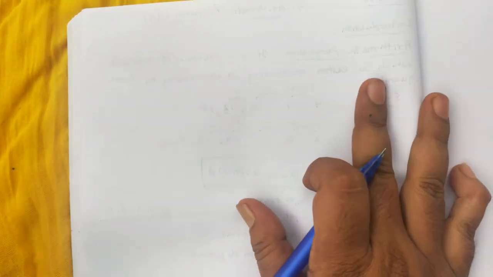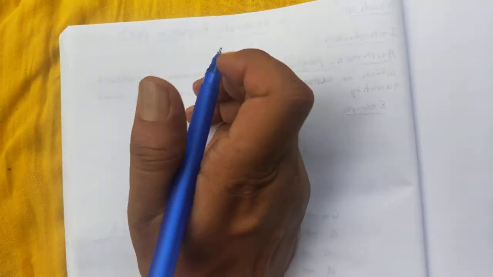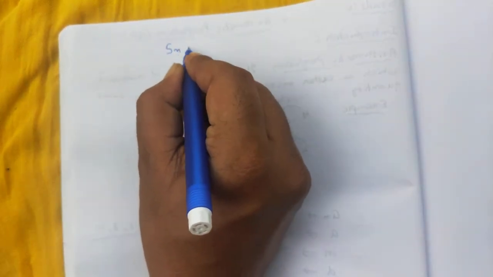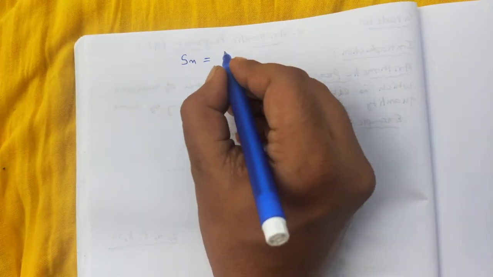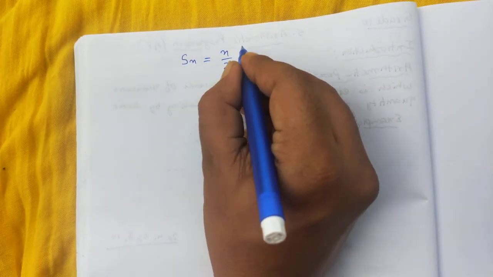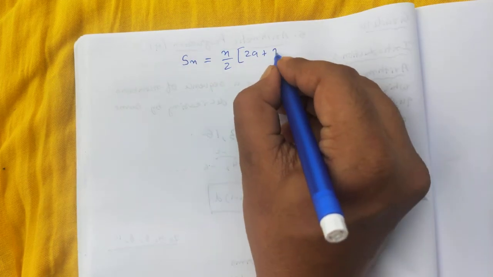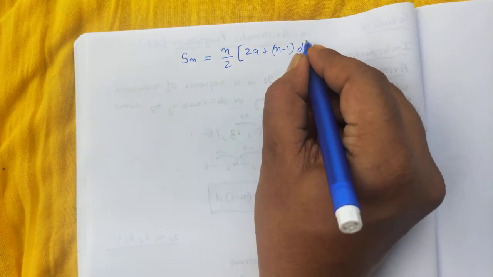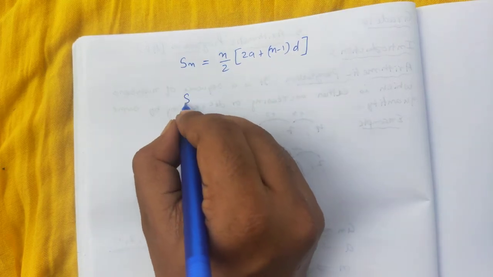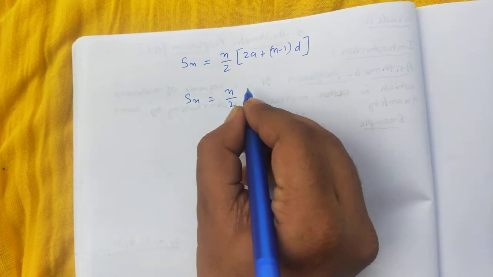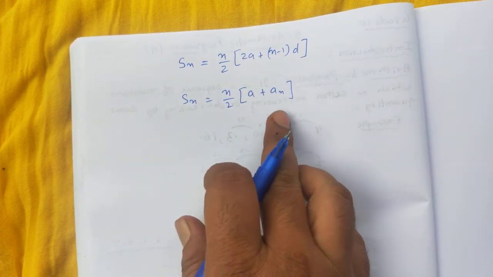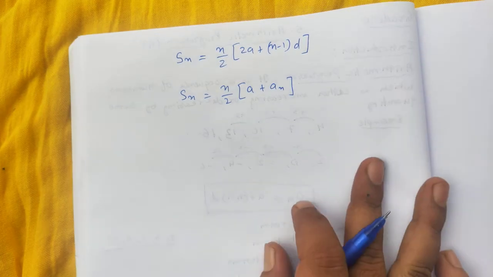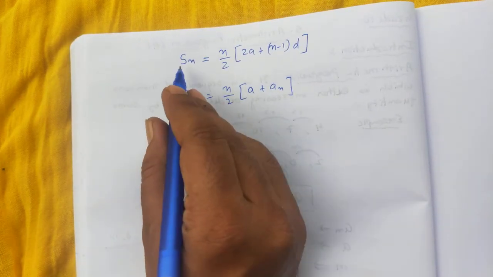So in this chapter, you are also going to learn about Sn. Sn means sum of n terms. And the formula is n by 2 into (2a plus (n minus 1)d). This is one formula. Another formula is n by 2 into (a plus an). If you know the first and the last term, we can get the answer. Clear? So Sn means sum of the n terms.